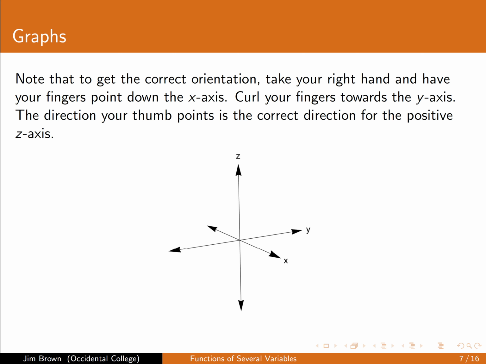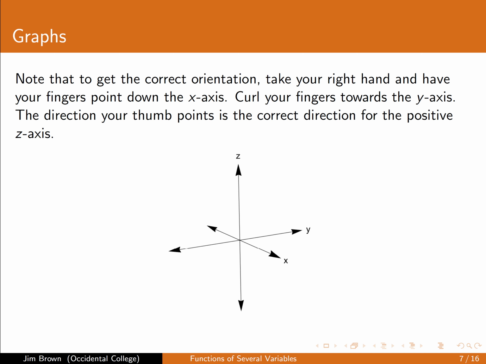There is an important thing here to have the correct orientation so that we know that this direction is Z and not the downward direction. So if you were to lay your right hand along the x-axis, so your fingers are pointing in the positive direction toward x, and you curl your fingers towards the y-axis, that'll make your thumb point in the Z direction.